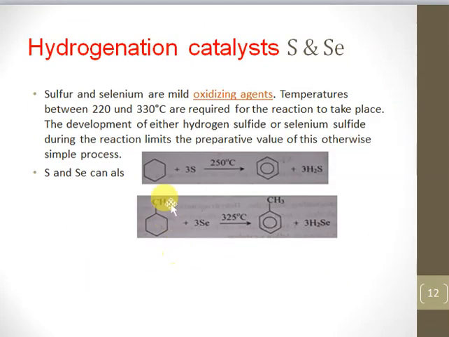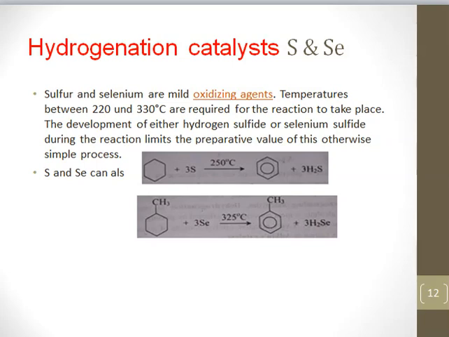Right. So in case you are not preferring platinum, palladium or nickel for a certain reason, you can also use sulfur and selenium as catalyst. So sulfur and selenium are mild oxidizing agents, so they work slowly, and they require lower temperature as compared to platinum, palladium and nickel, right? So the reaction works in such a way that the hydrogen is removed by binding of these hydrogen atoms with sulfur or with selenium.